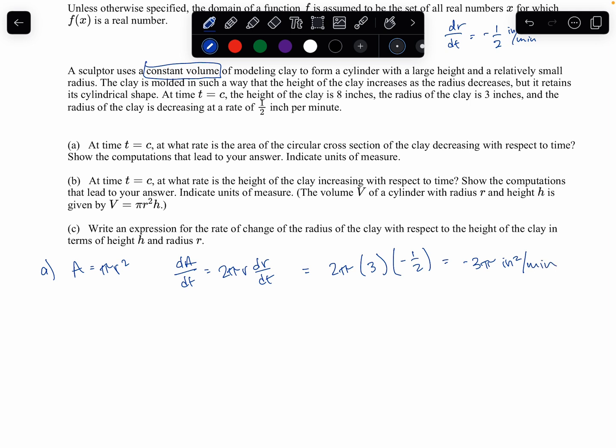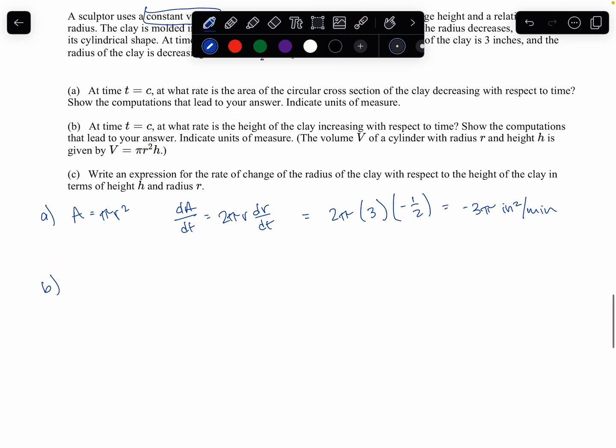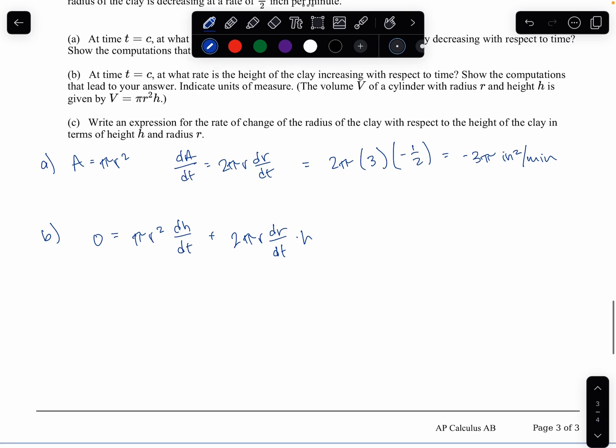Okay. For B, at time t equals c, at what rate is the height of the clay increasing with respect to time? So we're going to use the volume. Yep. So volume, show the computation. So let's take the derivative of this. Remember that volume is constant in this case. So when I take the derivative of that, it's going to be 0. And we're going to need the product rule here. So we'll take the first part, times dh/dt, plus the derivative, which is 2 pi r dr/dt, times h, okay? And then let's plug in some values.